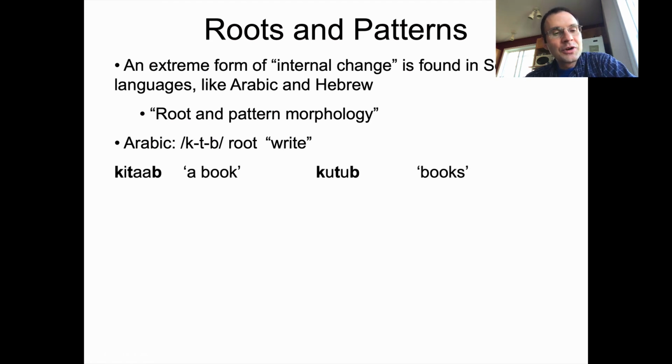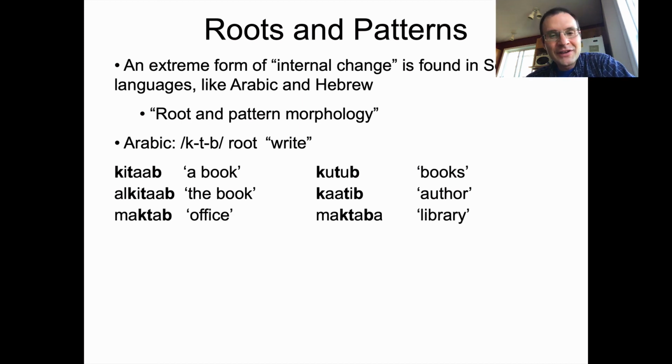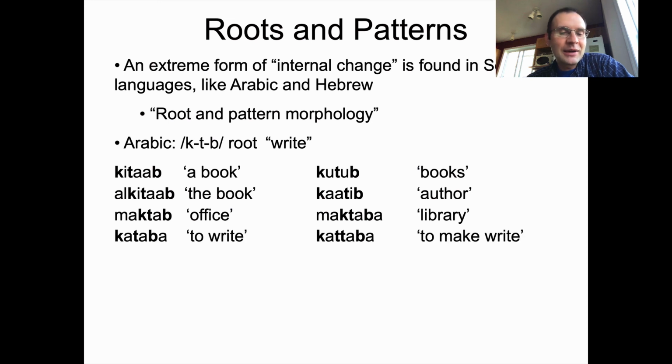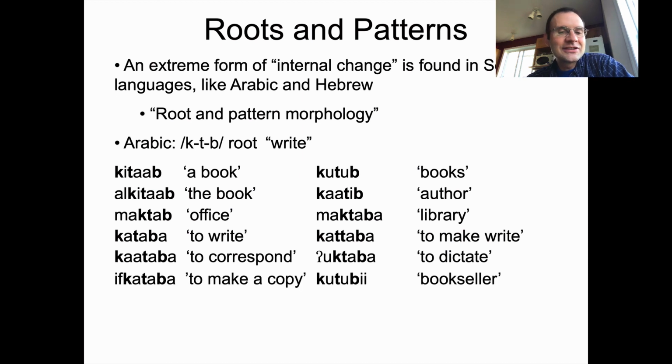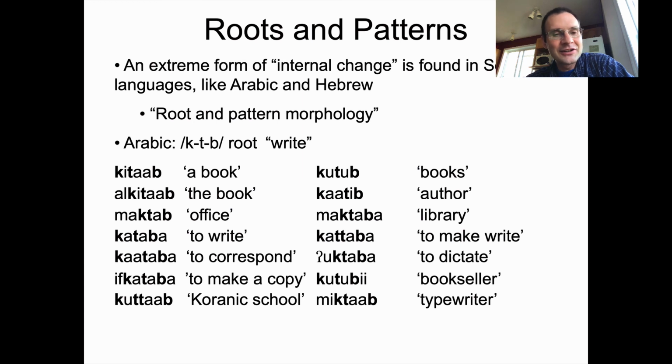So there's a word kitab, which means a book, or kutub is how you say books. Al-kitab is the book, or author is katib. Maktab is office, maktaba is library, kataba is to write, kattaba is to make write, kataba is to correspond, uktaba is to dictate. All of these have semantic meanings that are similar or related to the idea of writing in some fashion.